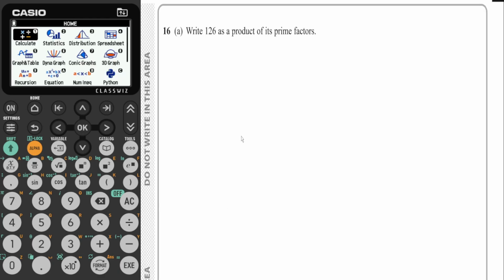Question number 16, part A. Write 126 as the product of its prime factors. So if I think about the 126, I can split this up into two numbers. We've got 63 and 2. 63 is not a prime number, but 2 is. So the 63 we can further split up into 3 times by 21. 3 is a prime number, 21 isn't. So the 21 we can split up further into 3 times by 7. 3 is a prime number, so is 7.